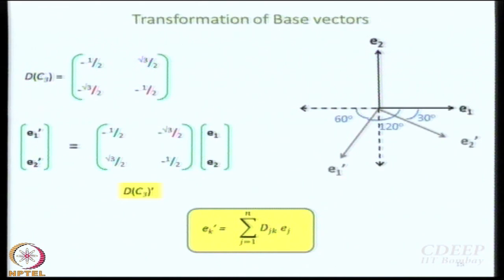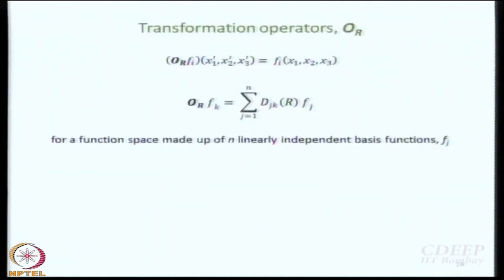So this is more or less what we had written earlier also when we had talked about that C3 operation example, right, isn't it? Here instead of Ek dashed we are writing OR FK, that is the only difference. When you make OR operate on FK you get this, that equal to sum over j Djk Ej. All we have done is that we have specified R in a little more explicit manner.